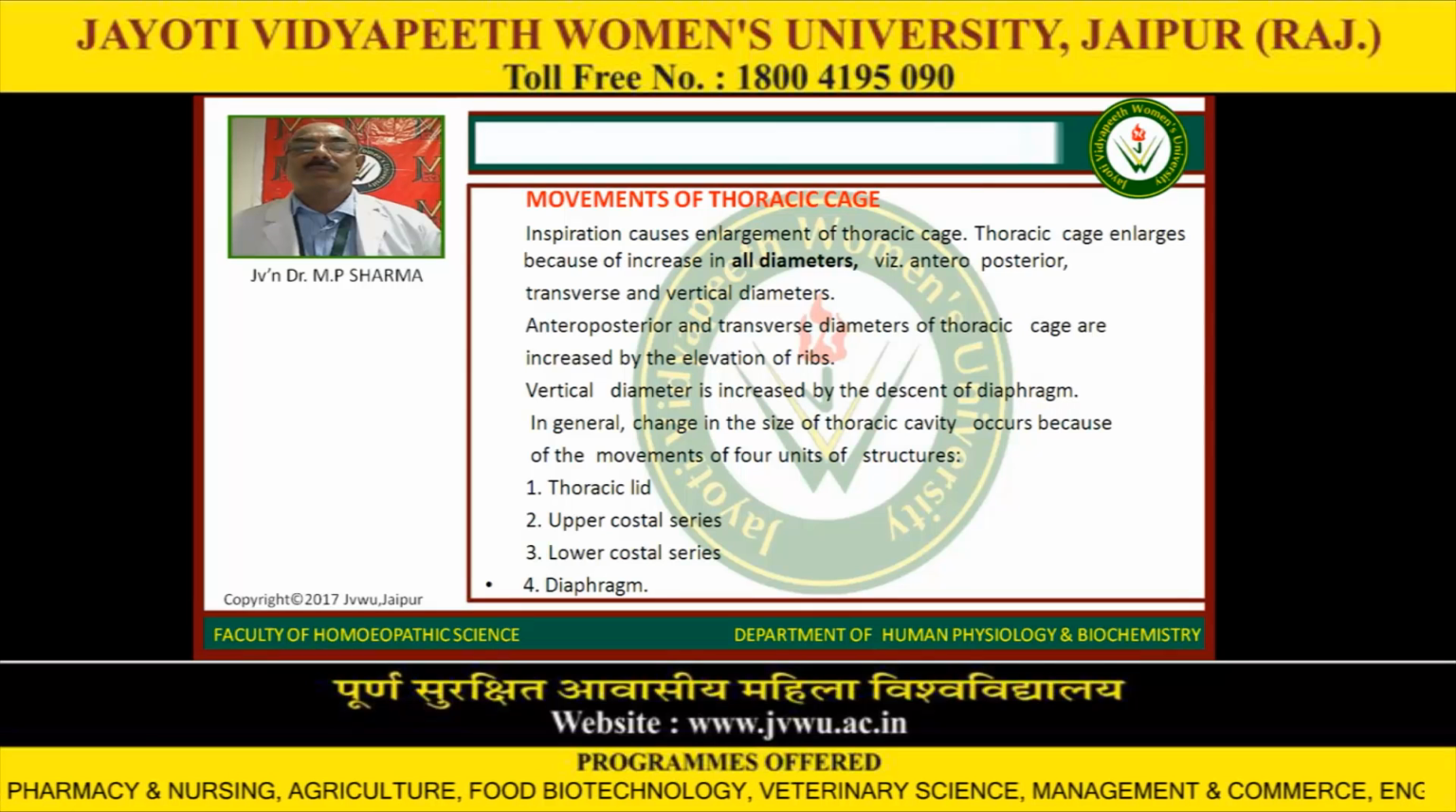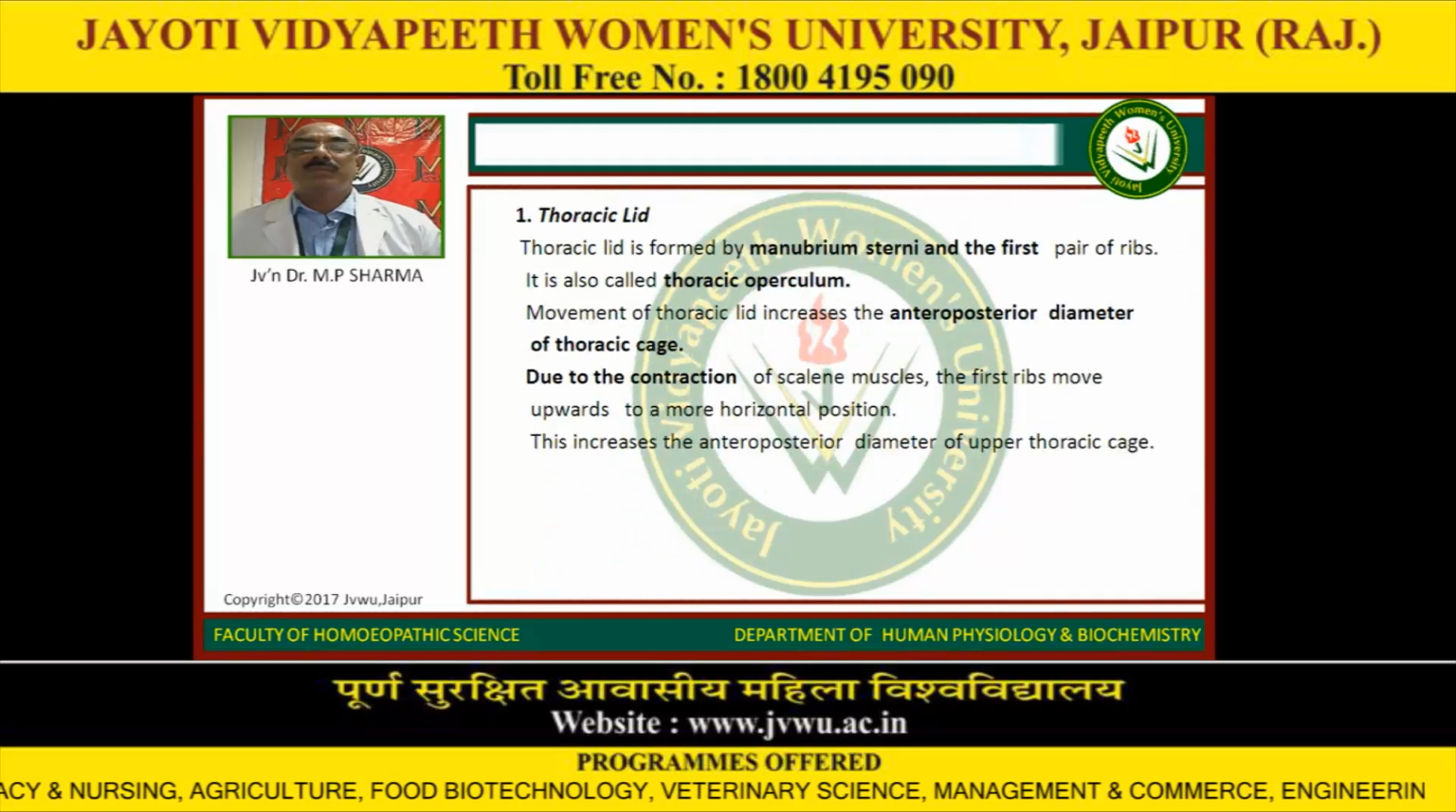In general, change in the size of the thoracic cavity occurs because of the movement of the four units of the structure. Number 1, thoracic inlet. Number 2, upper costal series. Number 3, lower costal series. Number 4, diaphragm.